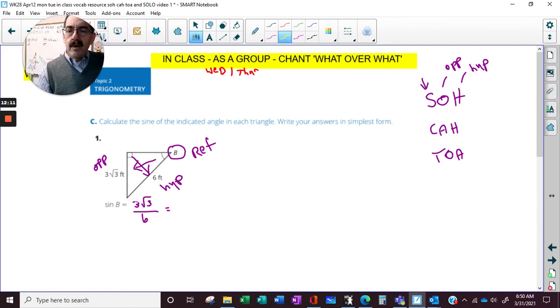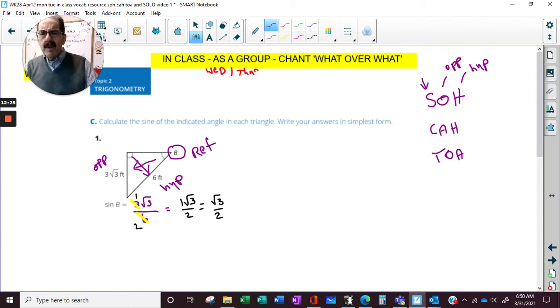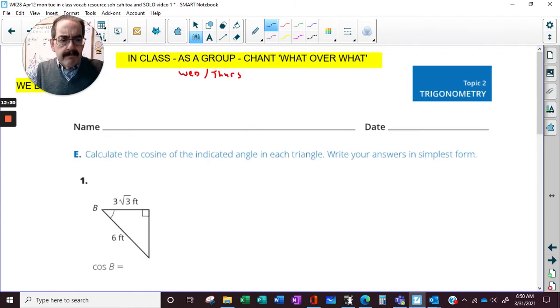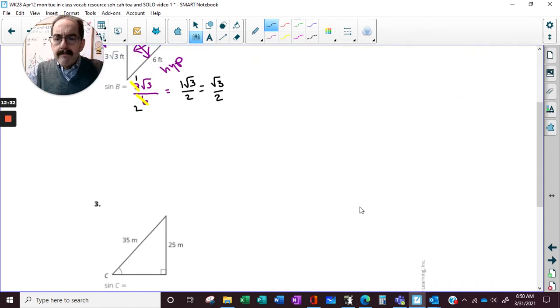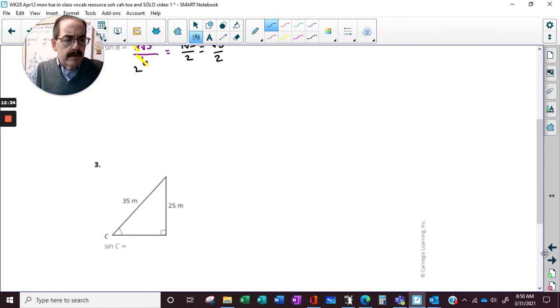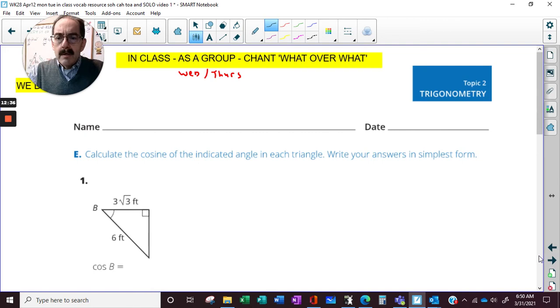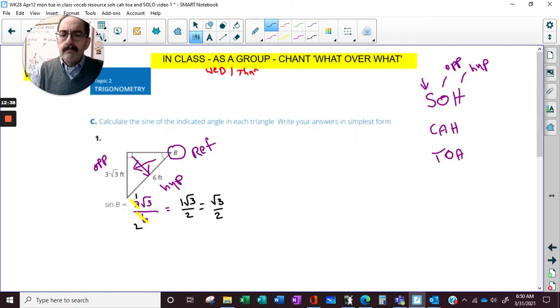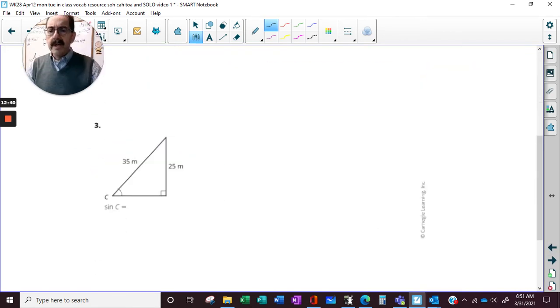Can you see how 3 over 6 can be simplified to 1 over 2? 1 radical 3 over 2. You don't have to have the 1. I like the 1 because it has meaning. Alright, and I think we got one more is all. Yeah, we had 2 here, didn't we? And then, oh, we got a couple more. Okay, so let's do it again.